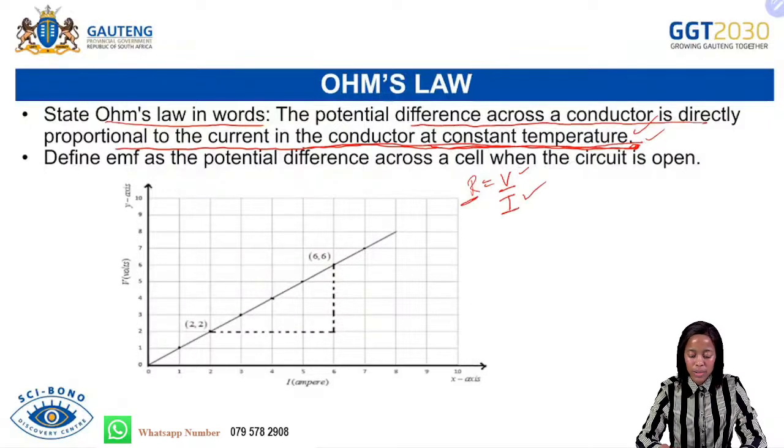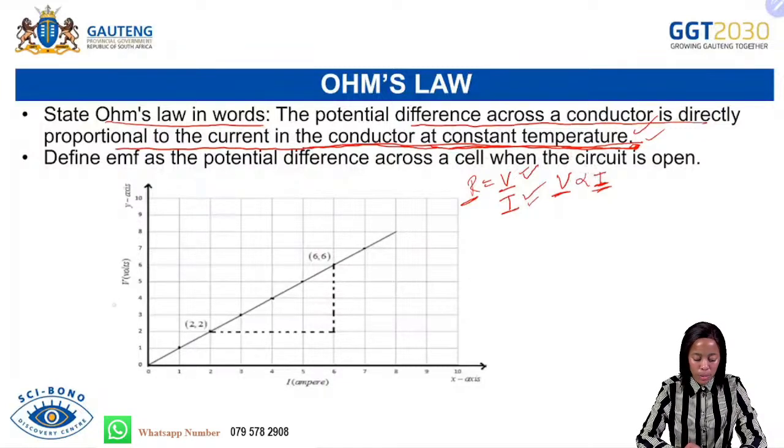So it says the potential difference across a conductor is directly proportional to the current. So V is directly proportional to the current, but that is at a constant temperature. Remember when we say that V is directly proportional to the current, we mean that as the potential difference increases, the current will also increase there.